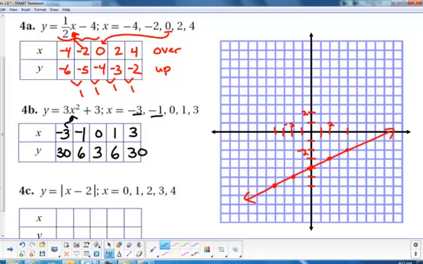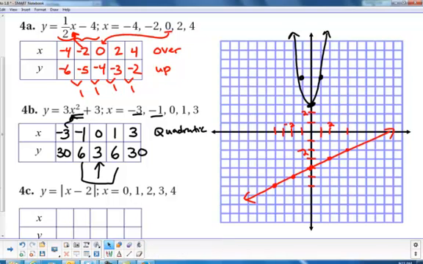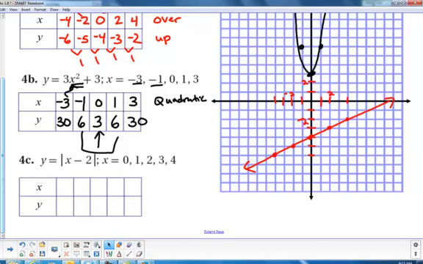If we plot this, that's our 0, 3. I'm plotting this first because I'm noticing there's symmetry here. I'm not going to be able to fit the 30 on my graph. So 1 gives us 6 as well as negative 1. And then my 30 is going to be way up there. So this curve is called a quadratic. We will become experts at quadratics later in the year. Anything with an x squared is a quadratic, but it doesn't give you a line. That's a good thing to know.